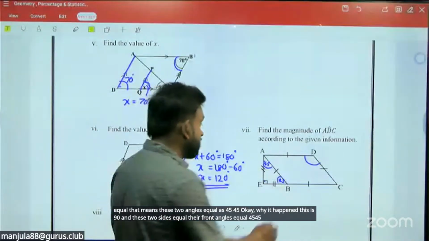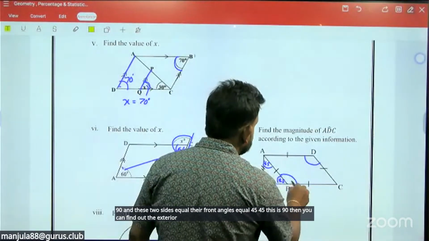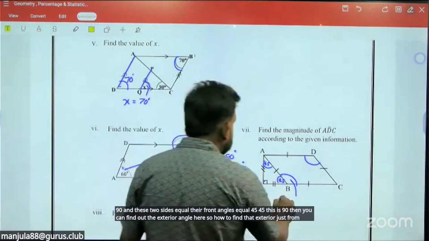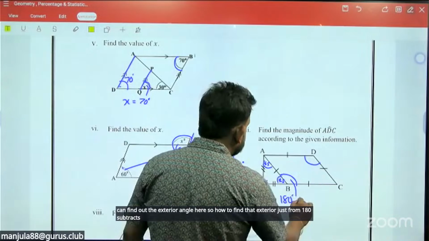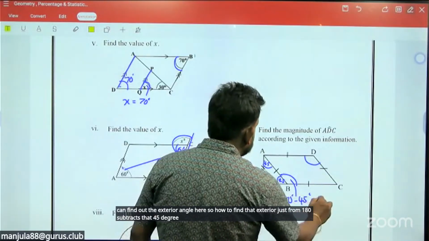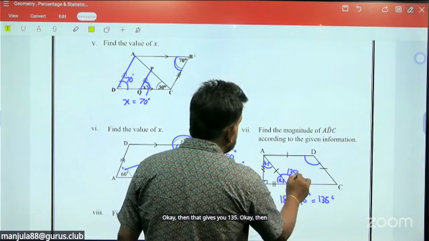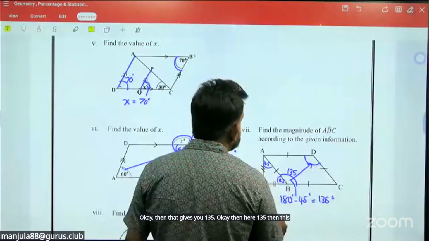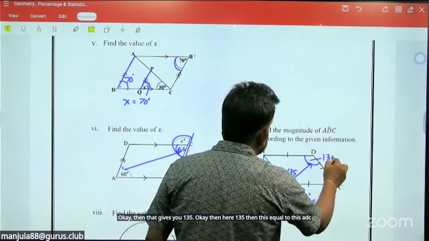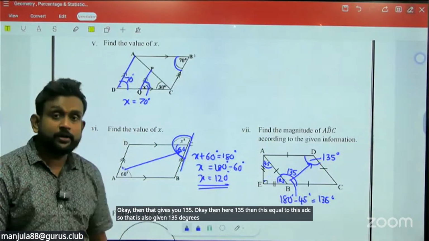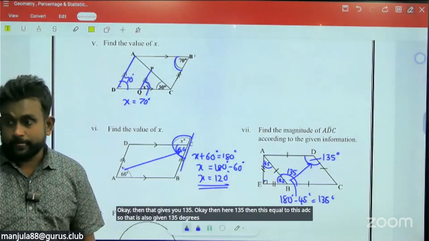Then you can find the exterior angle here. How to find that exterior angle? Just subtract that 45 degrees from 180. Then that gives you 135. Then here 135, and this is equal to this ADC. So that also gives 135 degrees.